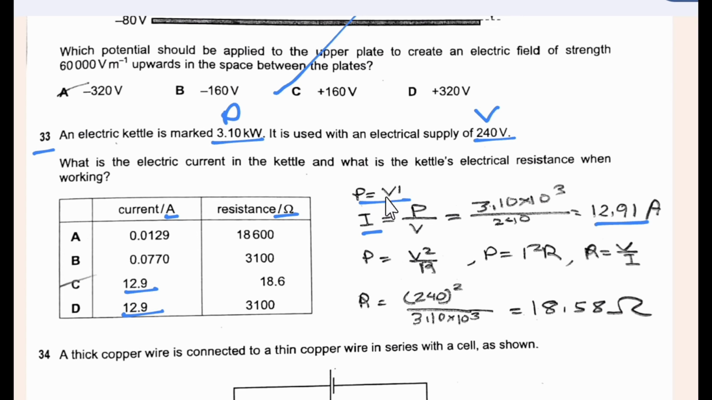Then what is the resistance? To find the resistance, since we know the value of current, power and voltage, we can use any of these equations: power is equal to V square by R, power is equal to I square R, and R is equal to V by I.